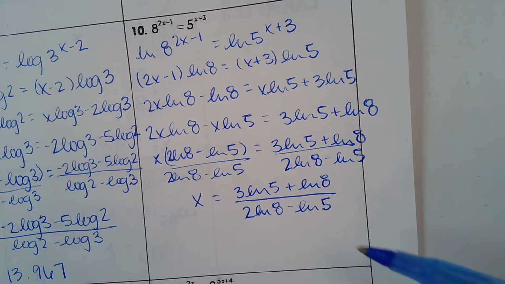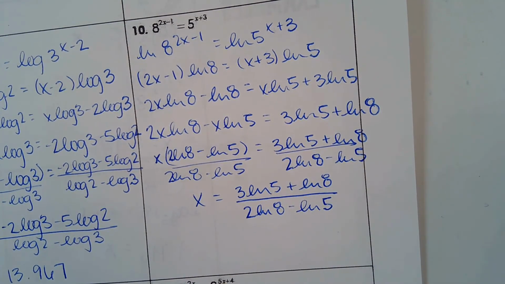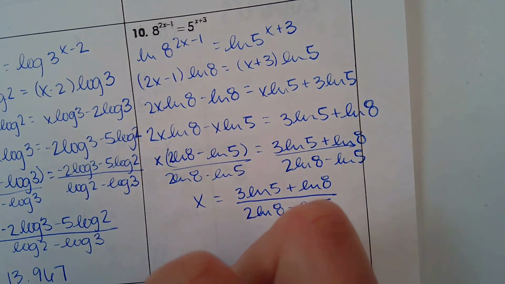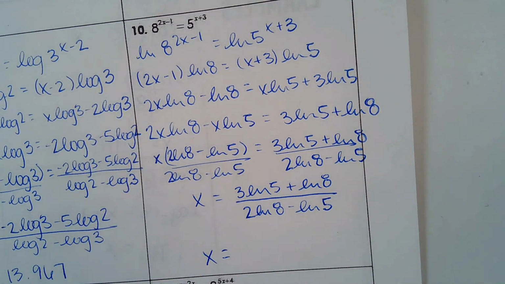So again, you don't feel like you have to write this last step here. I'm just doing that so that you can see exactly what we're typing in the calculator. So yeah. We should have 3 natural log of 5 plus natural log of 8 all over 2 times natural log of 8 minus natural log of 5. And I end up with 2.710.